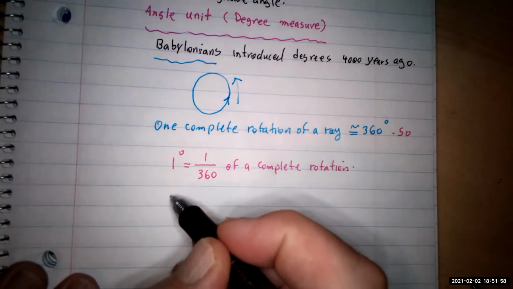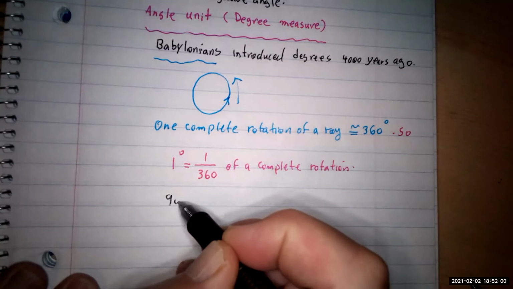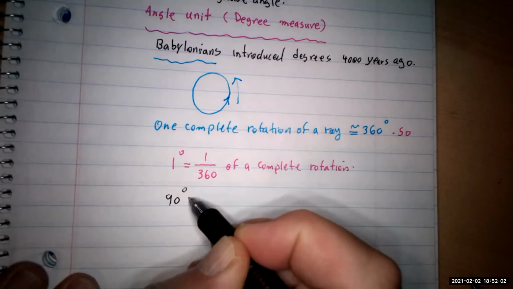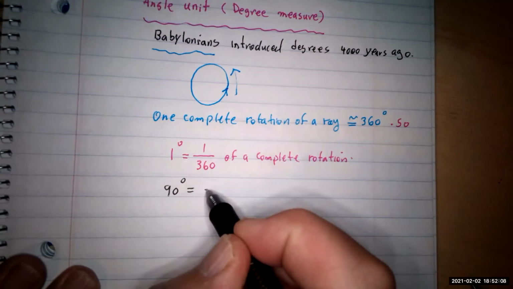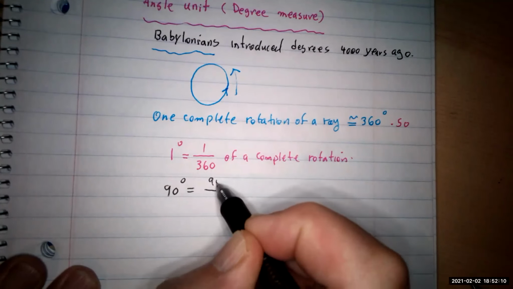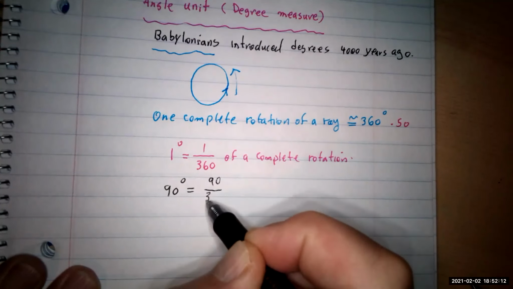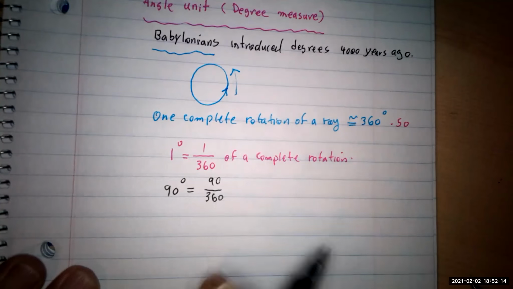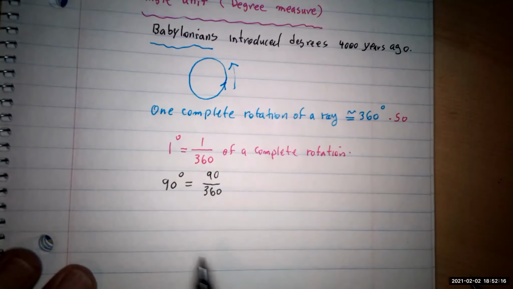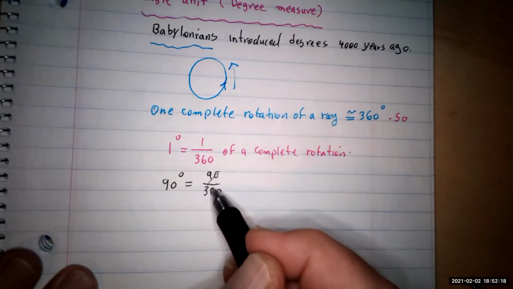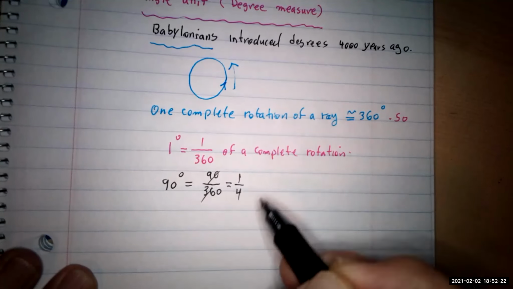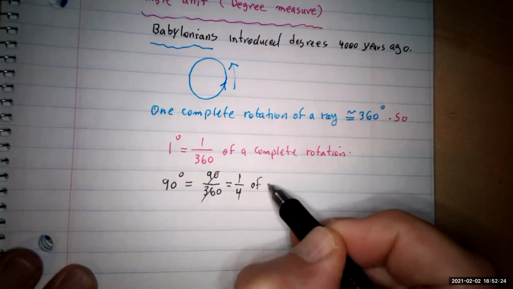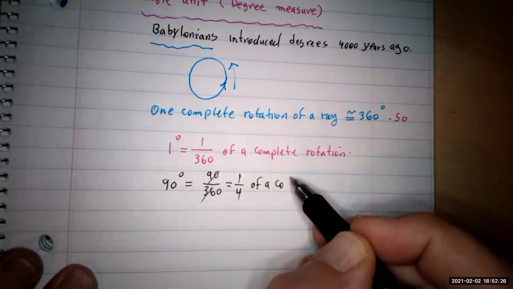If you want to define what's going to be 90 degrees, okay, the 90 degrees would be what? This is a portion of 1 over 360. What portion? 90 portion. So the 90 portion of 360, okay, then you can simplify it. If you simplify these two together, that gives us a quarter. So a quarter of a complete rotation, if you like.